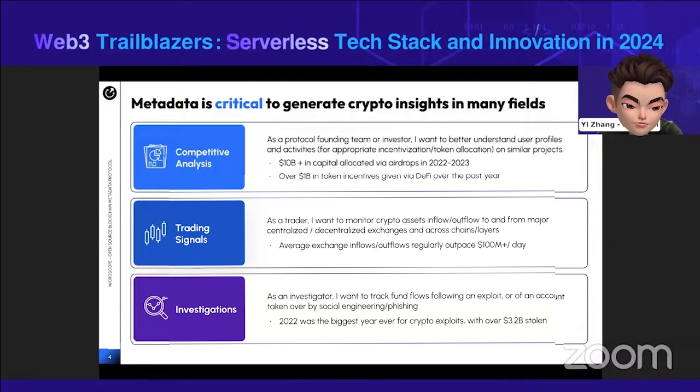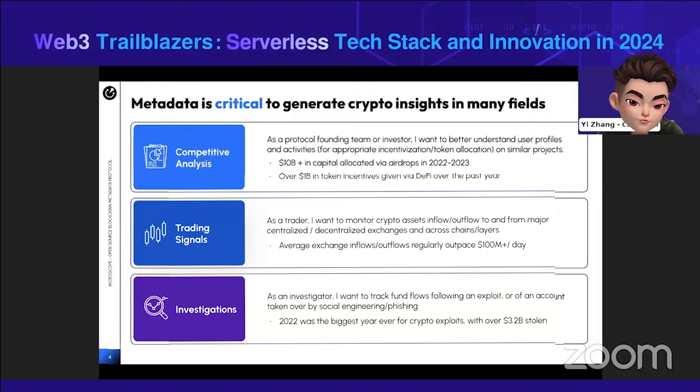Okay, the last one I think is the most well-known one. It's more like a security investigation or compliance investigation. Let's just give an example. For example, you are a security engineer of a protocol which unfortunately recently suffered an exploit, so a bunch of your crypto assets has been stolen.